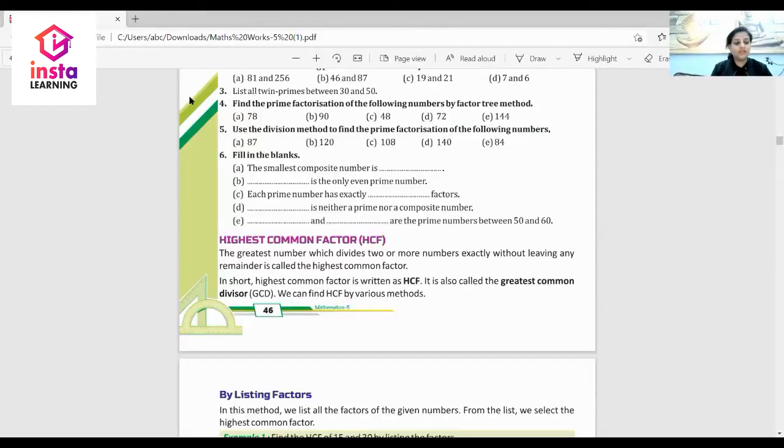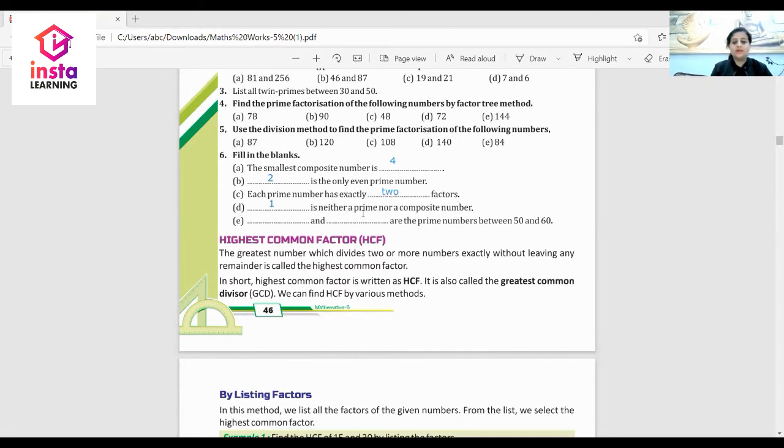Now students, come to fill in the blanks. The smallest composite number is the smallest number that can be divided, and it is 4. 2 is the only even prime number. You know what is even and what is prime. Each prime number has exactly how many factors? 2. So you just write it in spelling, two. Which number is neither prime nor composite? That is only one number.